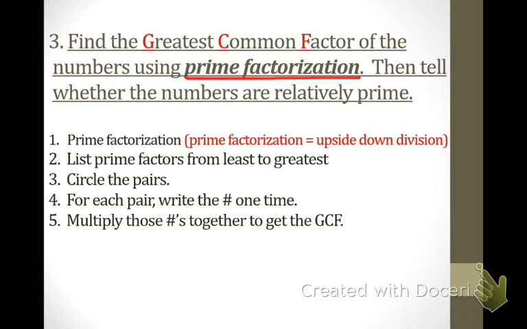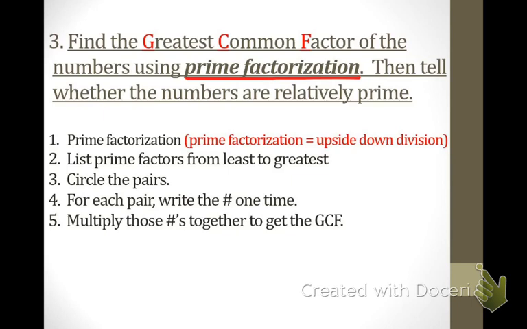Do you guys remember what prime factorization is? What's the definition? Upside down division, okay? So anytime you see the words prime factorization, that simply means upside down division. Then you're going to tell whether or not the numbers are relatively prime. So there are some steps we're going to be going through. Number one, prime factorization. As you see right there, you wrote it in red. That just means upside down division. Second, what do you guys need to do?